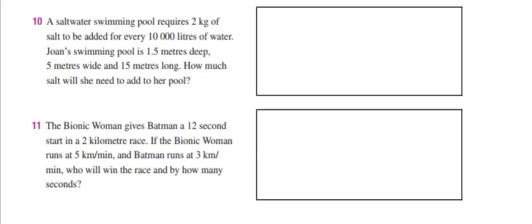Okay, this is lesson 7, rates, problems to do with rates, and we're going to do questions 10 and 11. Question 10 is a saltwater swimming pool requires 2 kilograms of salt to be added for every 10,000 litres of water. Jones swimming pool is 1.5 metres deep, 5 metres wide, and 15 metres long. How much salt does she need to add to her pool?